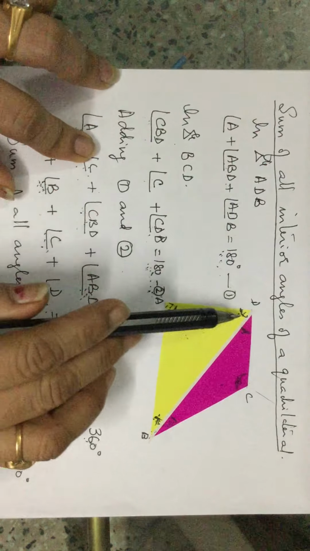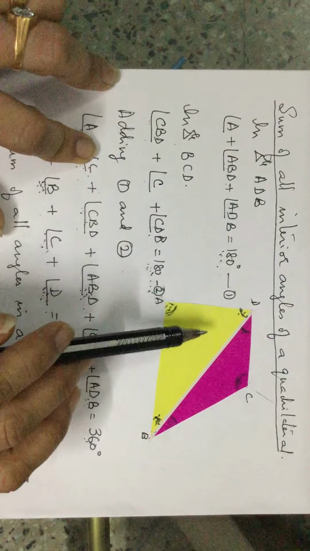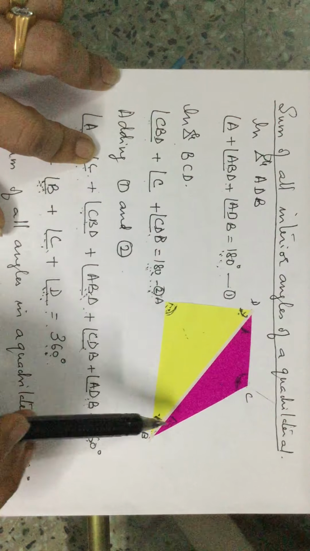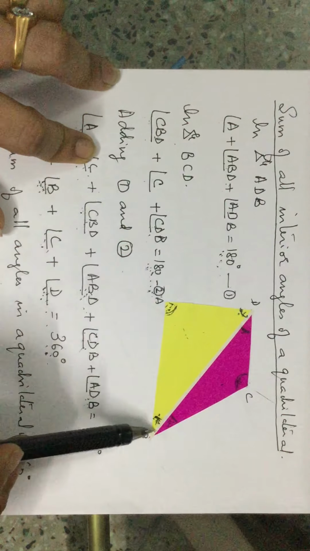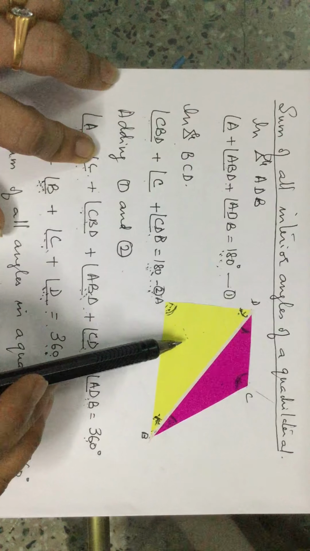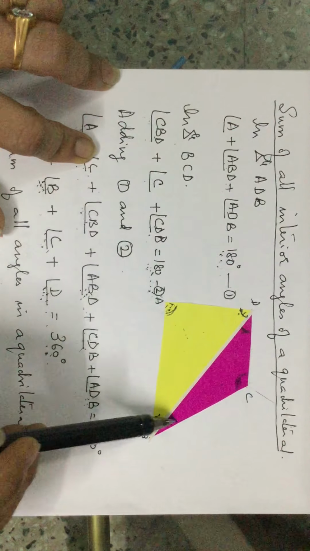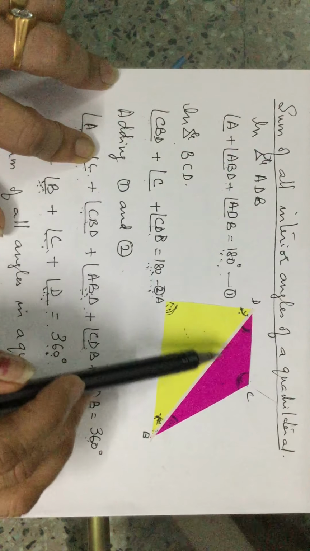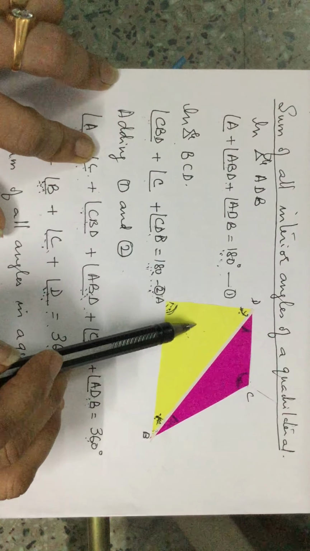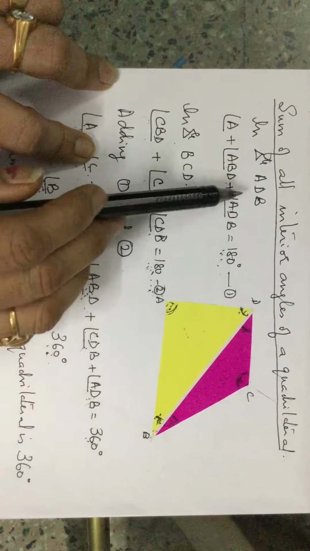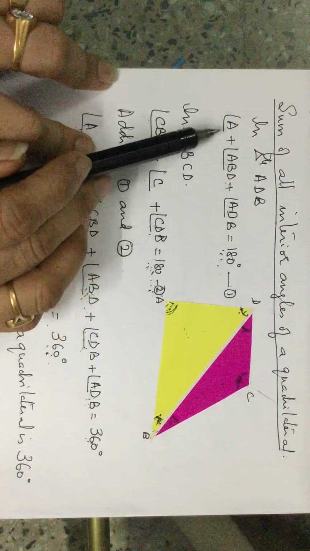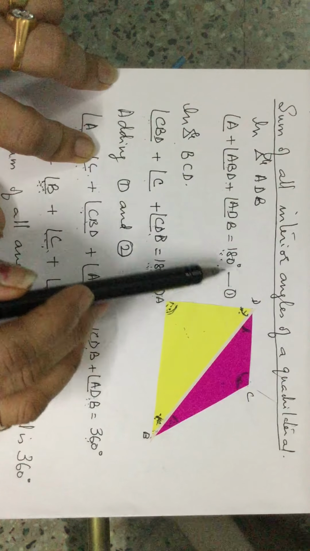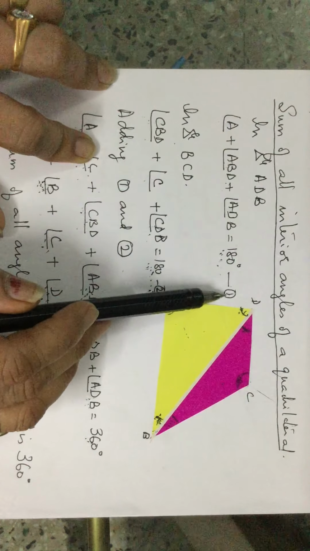Here I have taken a quadrilateral in which there are 2 triangles. 2 triangles are making up this quadrilateral. One triangle is ABD, which I have represented in yellow color. Another triangle is BCD, which is a pink color triangle. Let me take the first triangle, the yellow one. In triangle ADB, angle A plus angle ABD plus angle ADB is equal to 180 degrees. We'll call this equation 1.